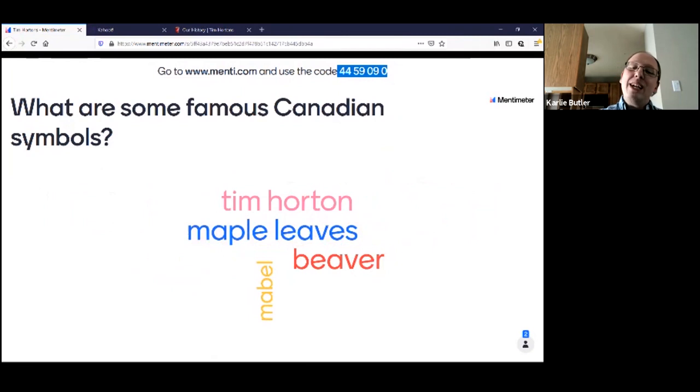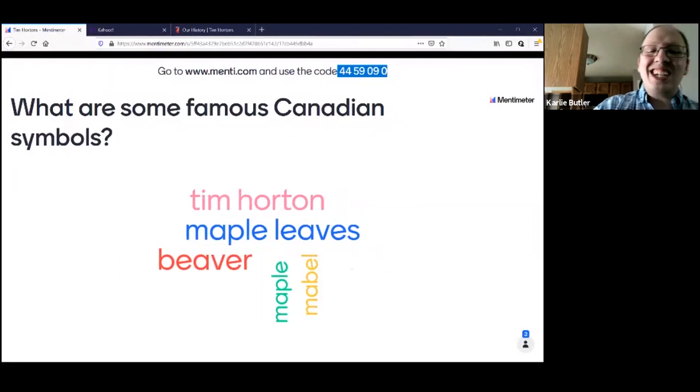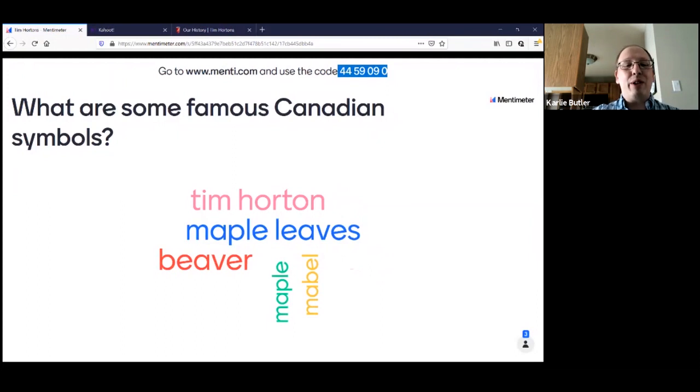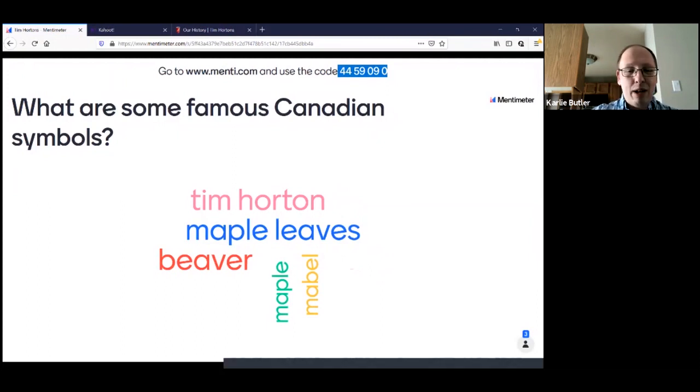Ooh, maple leaves, Tim Hortons, maple, beaver. Yeah, these are all very common Canadian symbols. And actually, to give you a bit of a guess at what we're going to study, one of these is going to be our topic today. So our topic's going to be possibly maple, Tim Hortons, or beaver. Excellent, thank you very much.